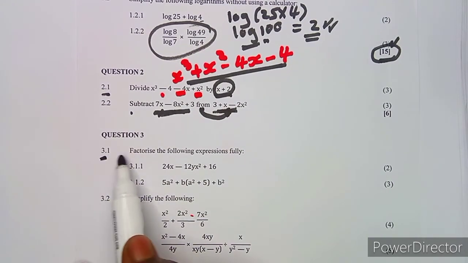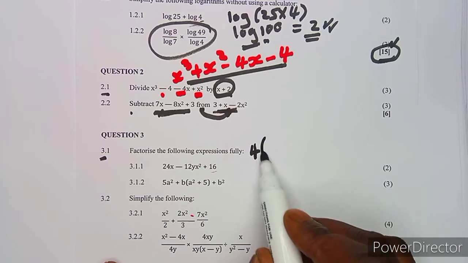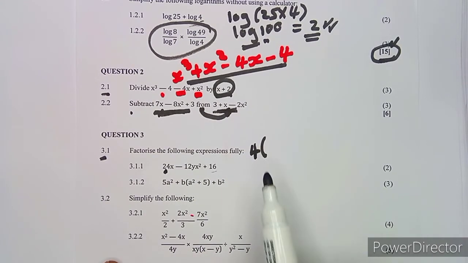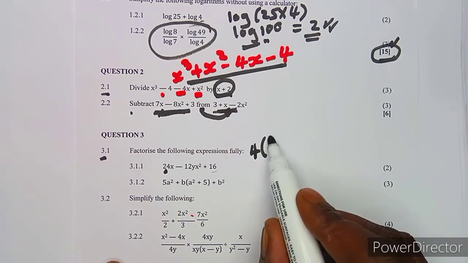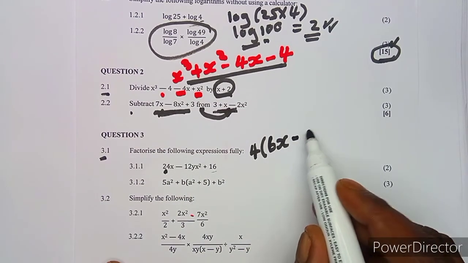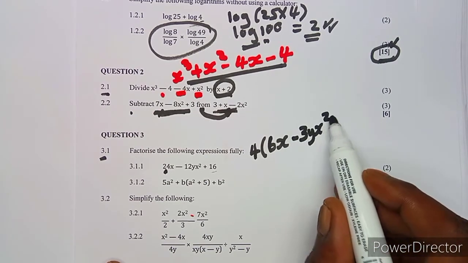Then on 3.1, we are actually asked to factorize the following expressions fully. So here, what do we have on the first part? I can't see anything that is common except for 4. So maybe you can just factor out 4 here, which is 24x divided by 4. Remember, when you factor out, you divide. So 24 divided by 4 is 6, so it will be 6x. Then minus 12yx squared divided by 4. 12 divided by 4 is 3. So it will be minus 3yx squared like this.